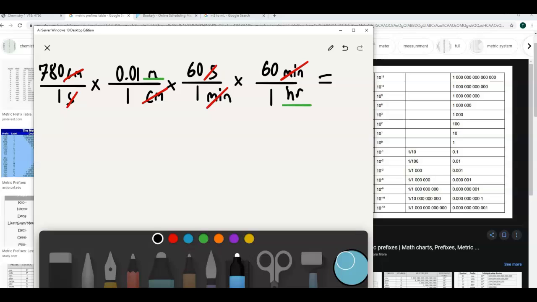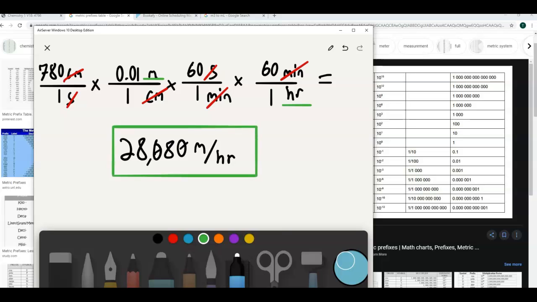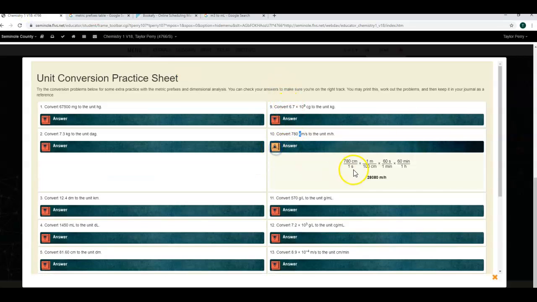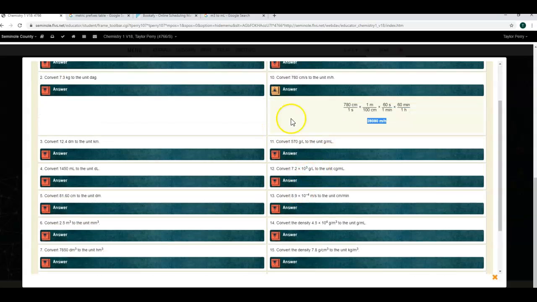And let me just write that down. 28,080. And it's not just 28,080, right? Because again, we got to look at our units. It's 28,080 meters per hour. That's a bad R. There we go. Okay. 28,080 meters per hour. Well, let's see if we got that right. Ooh, looky there. 28,080 meters per hour. We're on a roll. We only have 3 more.